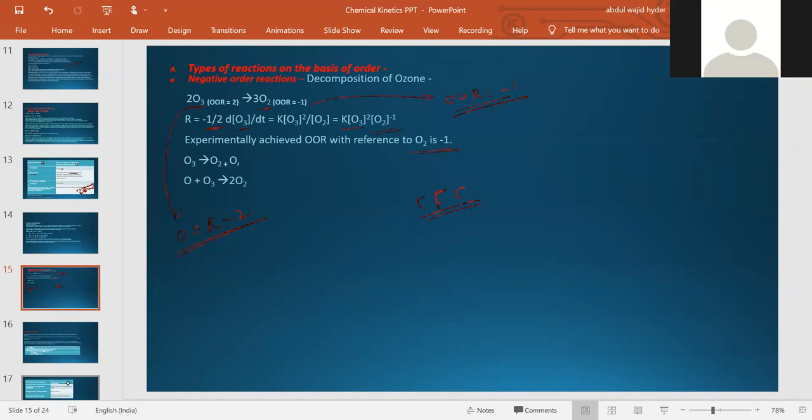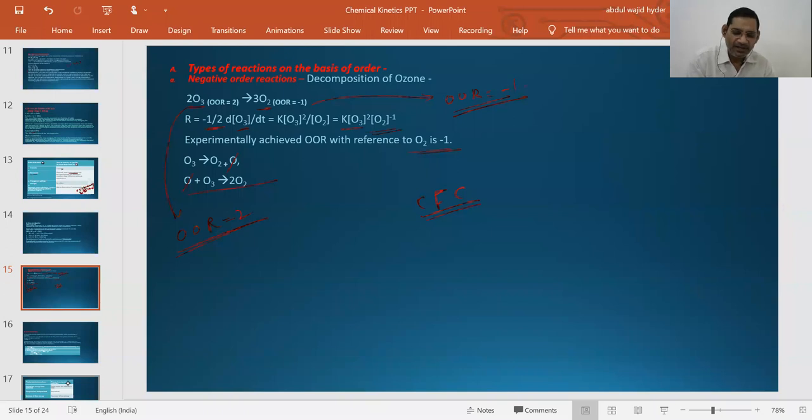So O3 is changing into oxygen and atomic oxygen, and that atomic oxygen reacts with ozone again to form twice O2. If we combine them together, this and this will be cancelled, and 2O3 will be giving you 3O2. That is what we have written here. So in this way, this is an example of negative order reactions. In this way, you can explain the negative order reactions. Decomposition of ozone is an example of this negative order reaction.